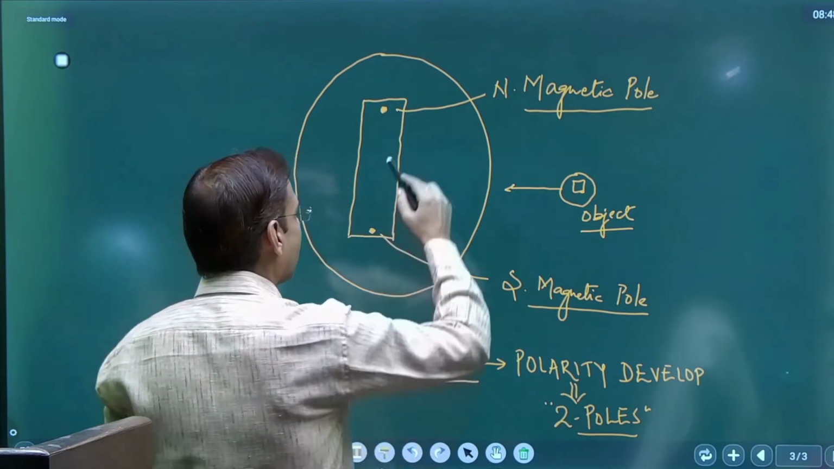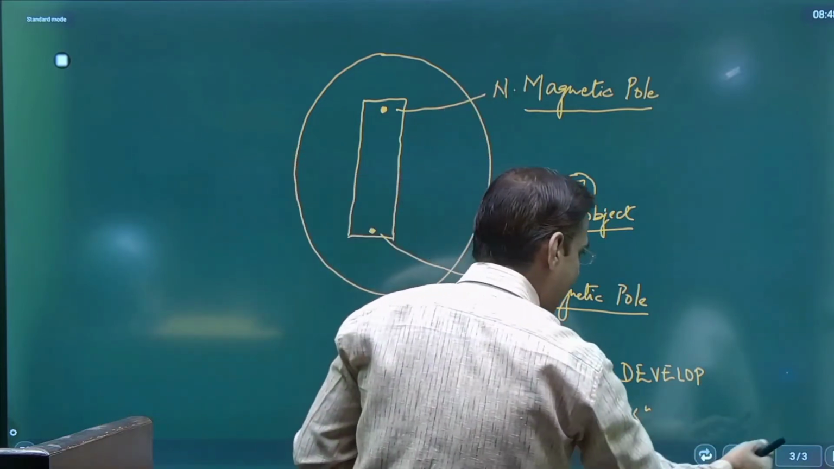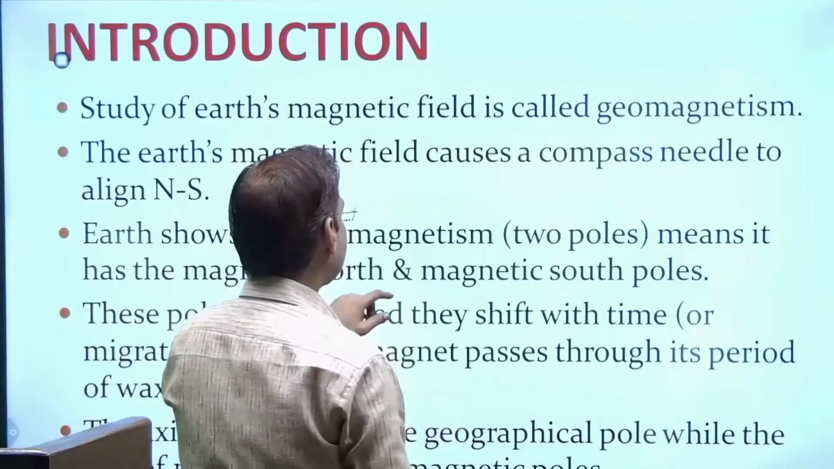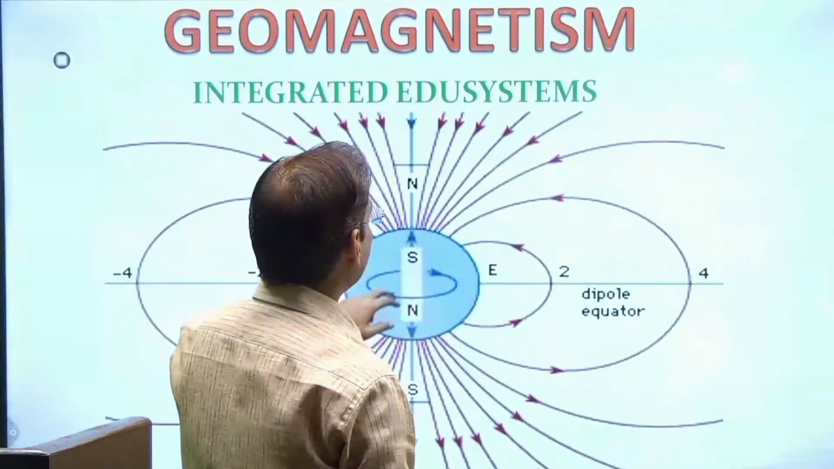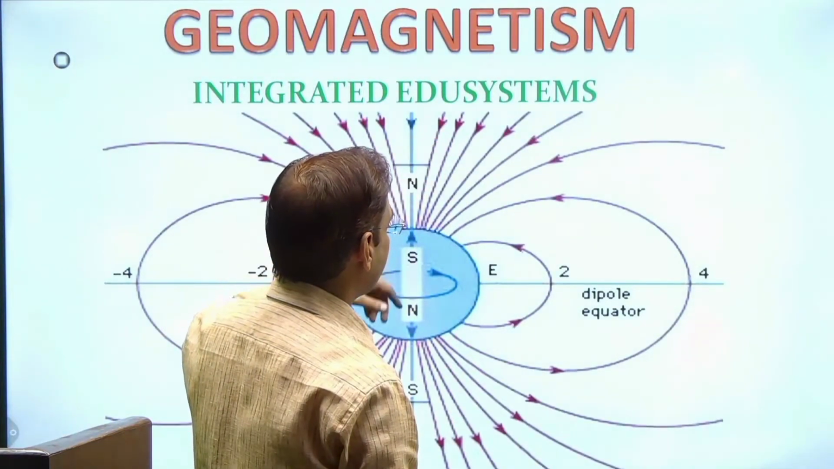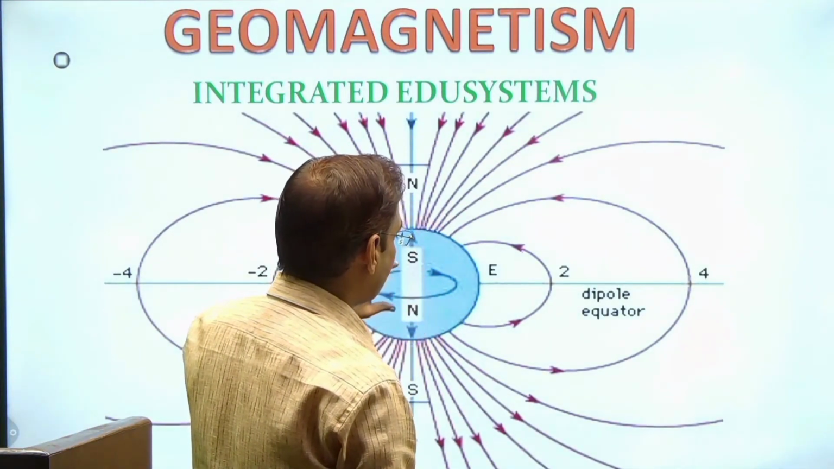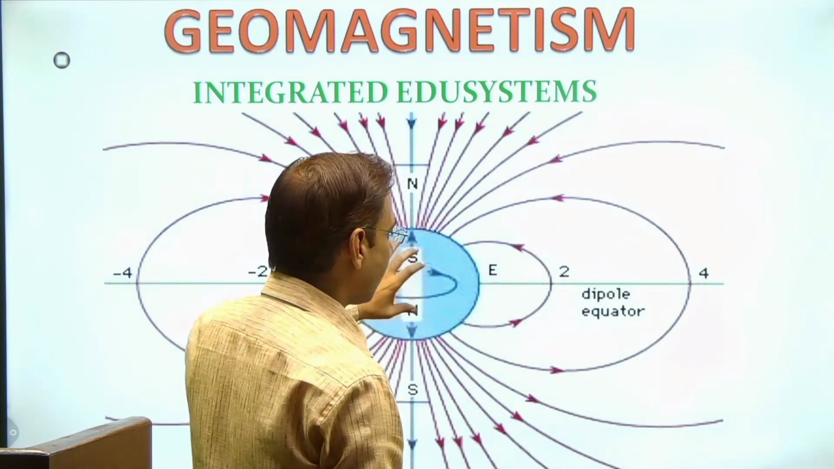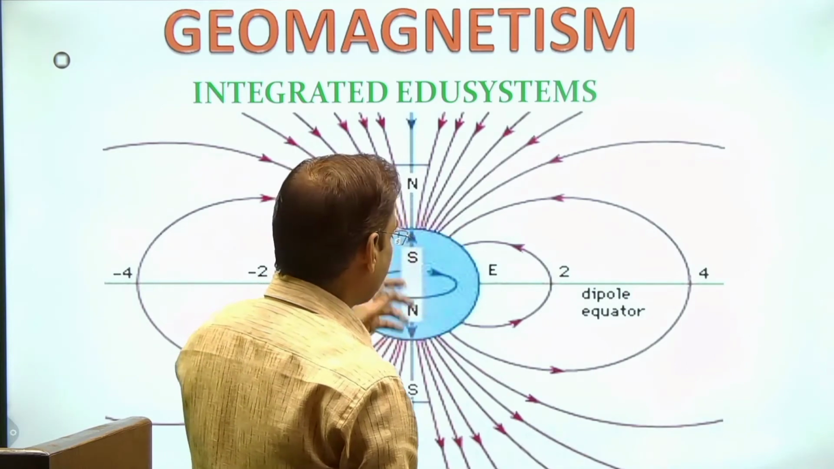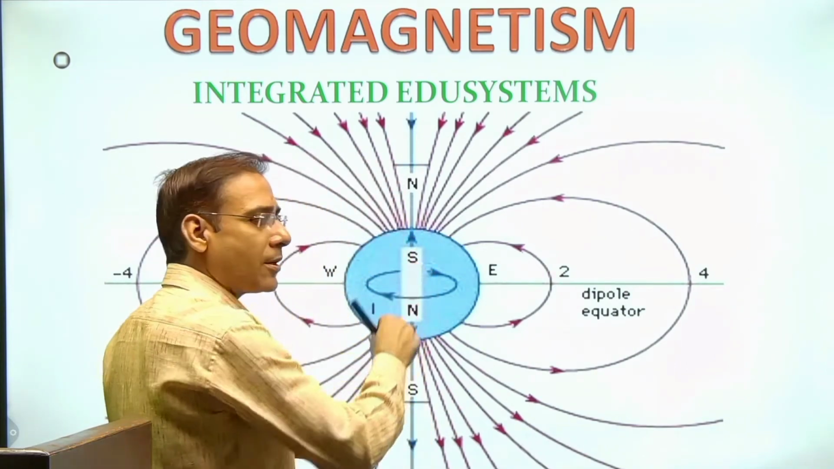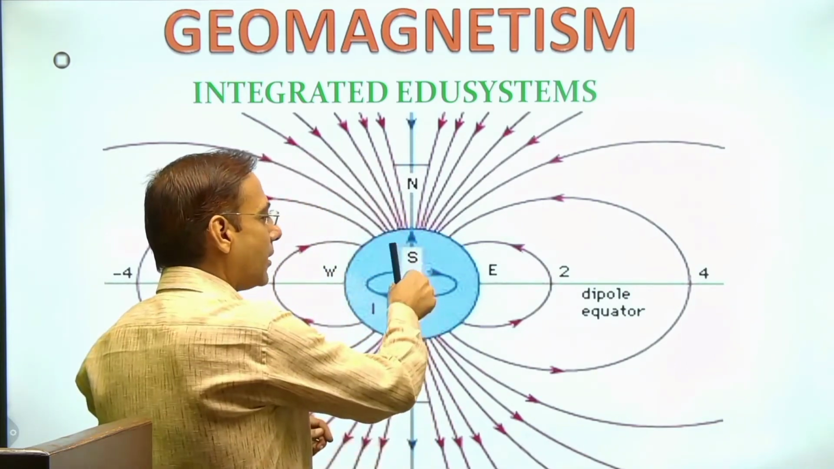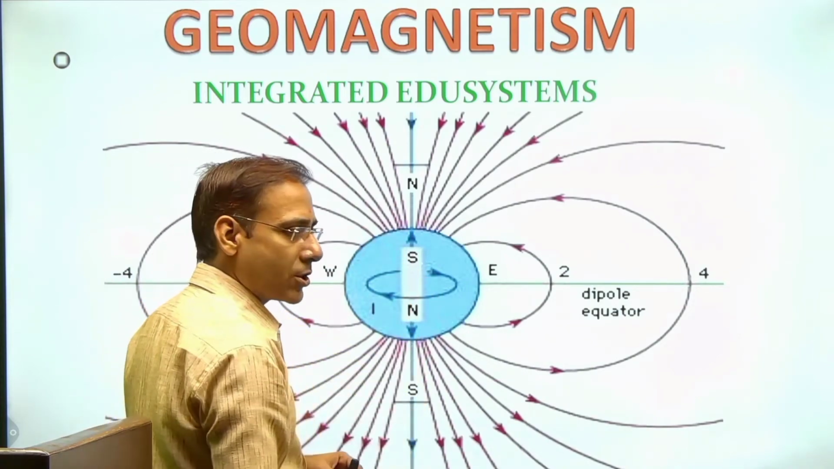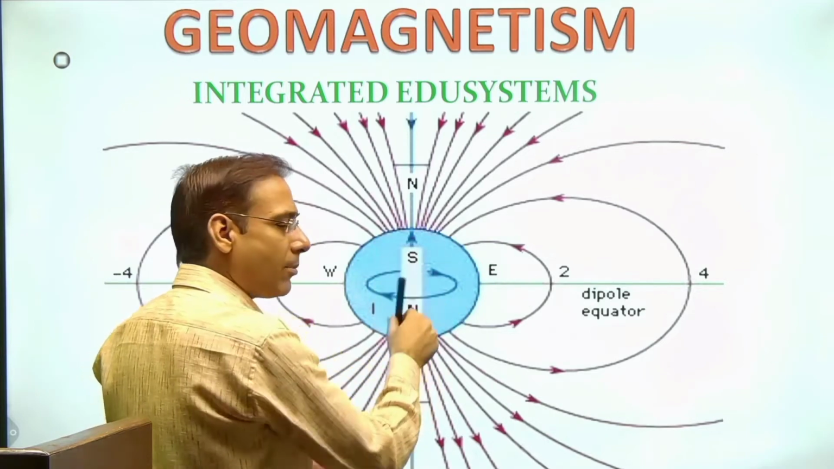Now once you look at this, these are the lines of force. If this is the earth, here you find the bar shaped structure, the earth behaving like a bar magnet. Why? How can we say? Because once you look at the compass, it is always aligned in the north-south direction. The alignment in the north-south direction shows that the earth behaves like a bar magnet.